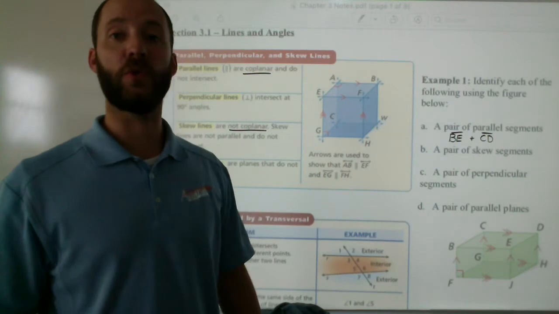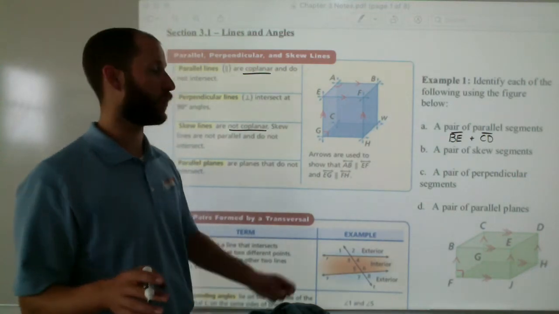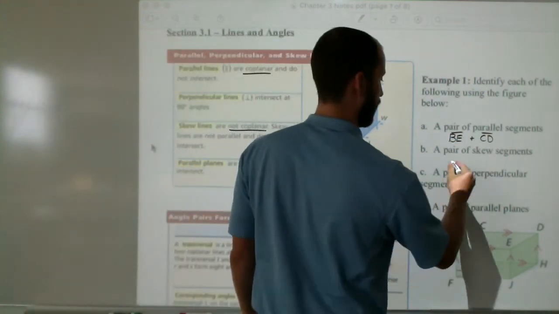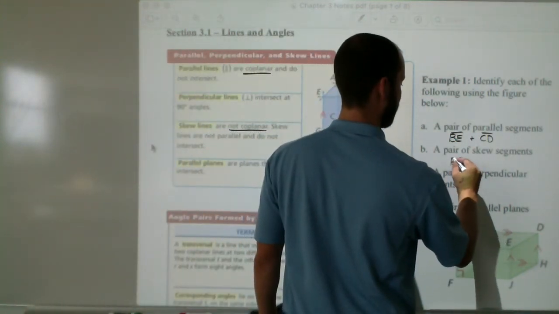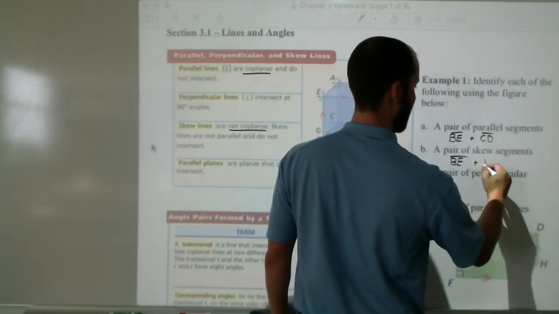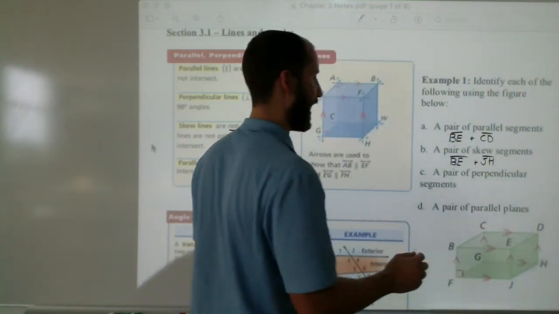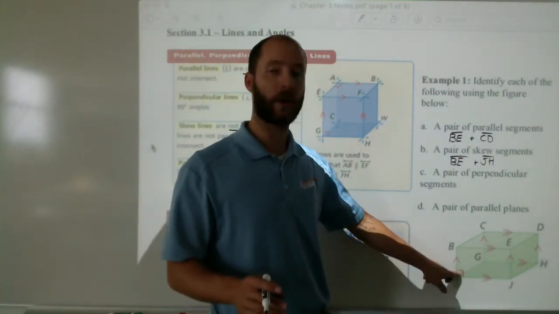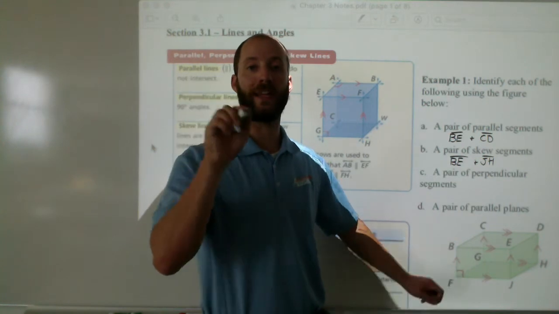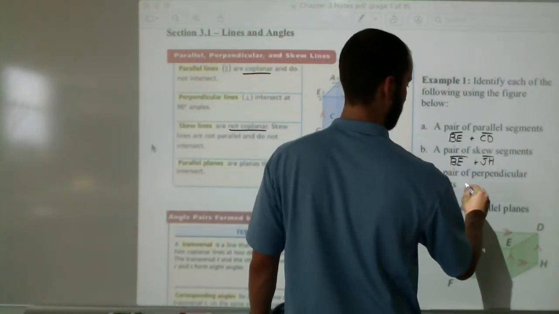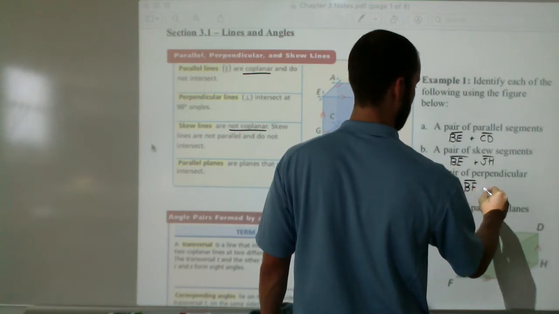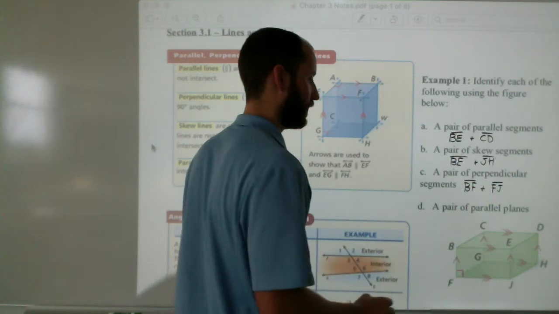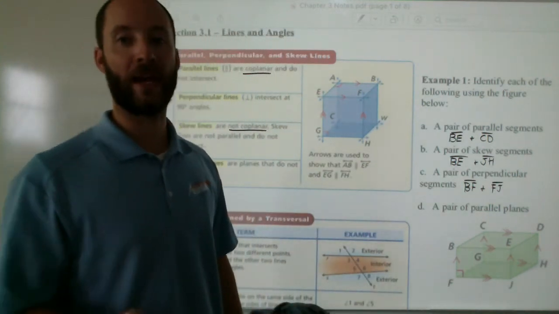A pair of skew segments, lines that have nothing in common. So one from the top and one from the bottom, going in completely different directions. So I'll say BE, which is going left to right, and then JH in the bottom, that's going front to back. A pair of perpendicular segments. I'm going to go ahead and cop out and just go with the one right here where they put the little right angle marker. So line segment BF and line segment FJ.